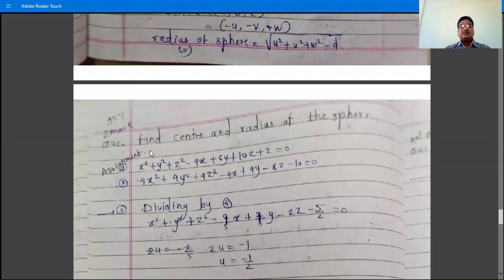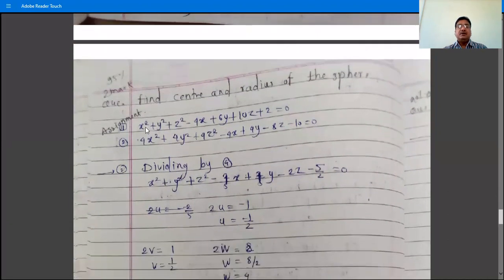So the next question is important, 95% probability, 2 marks. Find the center and radius of the sphere. The equation of the sphere is given in the general form: x square plus y square plus z square minus 4x plus 6y plus 10z plus 2 is equal to 0. And this is another sphere equation: 4x square plus 4y square plus 4z square minus 4x plus 4y minus 8z minus 10 is equal to 0.